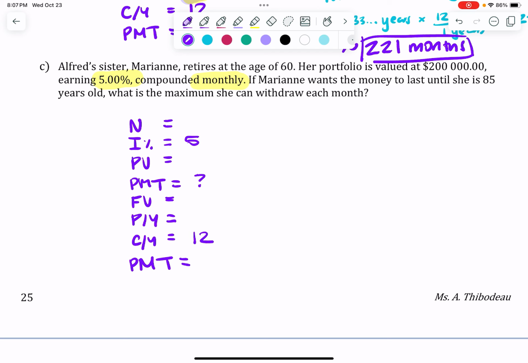Now, Marianne right now has $200,000 in that account. So here we are, $200,000. It's negative because it's in that account. It's an investment. My future value, well, we want that money to last until she's 85. When does that money run out? When there's $0 left. Okay. My PY, how often she wants to make that withdrawal. She wants to make that withdrawal each month. So PY is 12. Doesn't say when she's making that withdrawal, end or beginning, so it is assumed end.